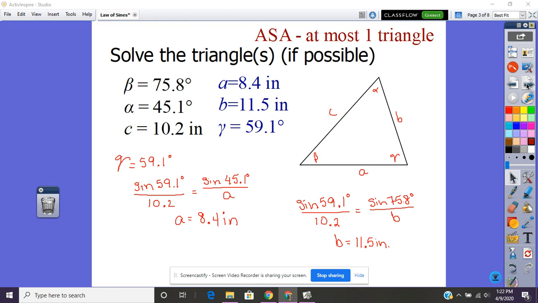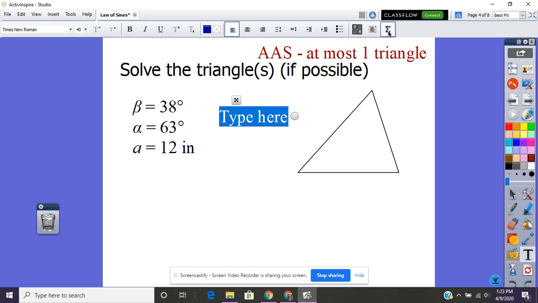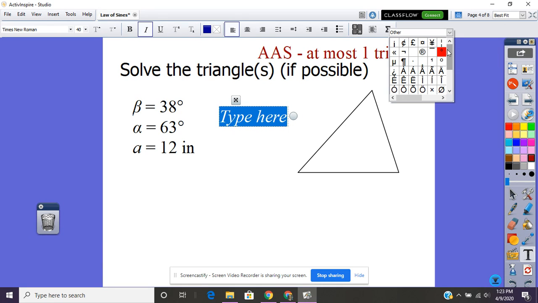Well, let's try another example. So remember, this was our angle, side, angle. So we had beta, we had alpha, and we had C. So angle, side, angle. All right, let's try another one. So now this one's going to be angle, angle, side. But once again, anytime you are given two angles, it is super easy to find that third angle. Really, all you have to do is add them together and subtract it from 180.